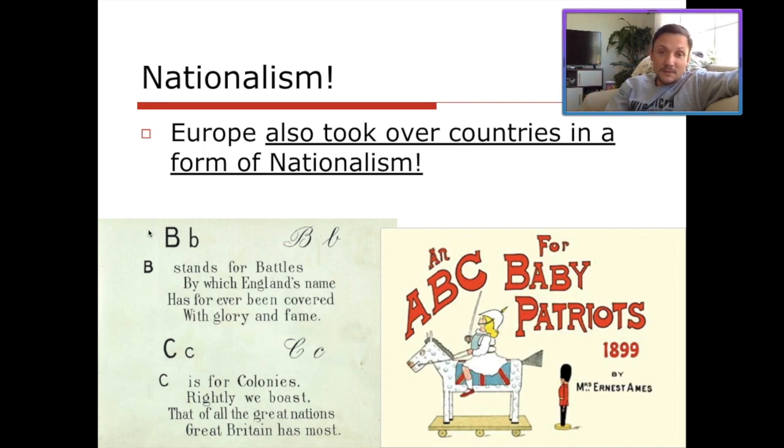And as you can see, B stands for battles, by which England's name has forever been covered with glory and fame. And C stands for colonies. Rightly we boast that of all the great nations, Great Britain has the most.